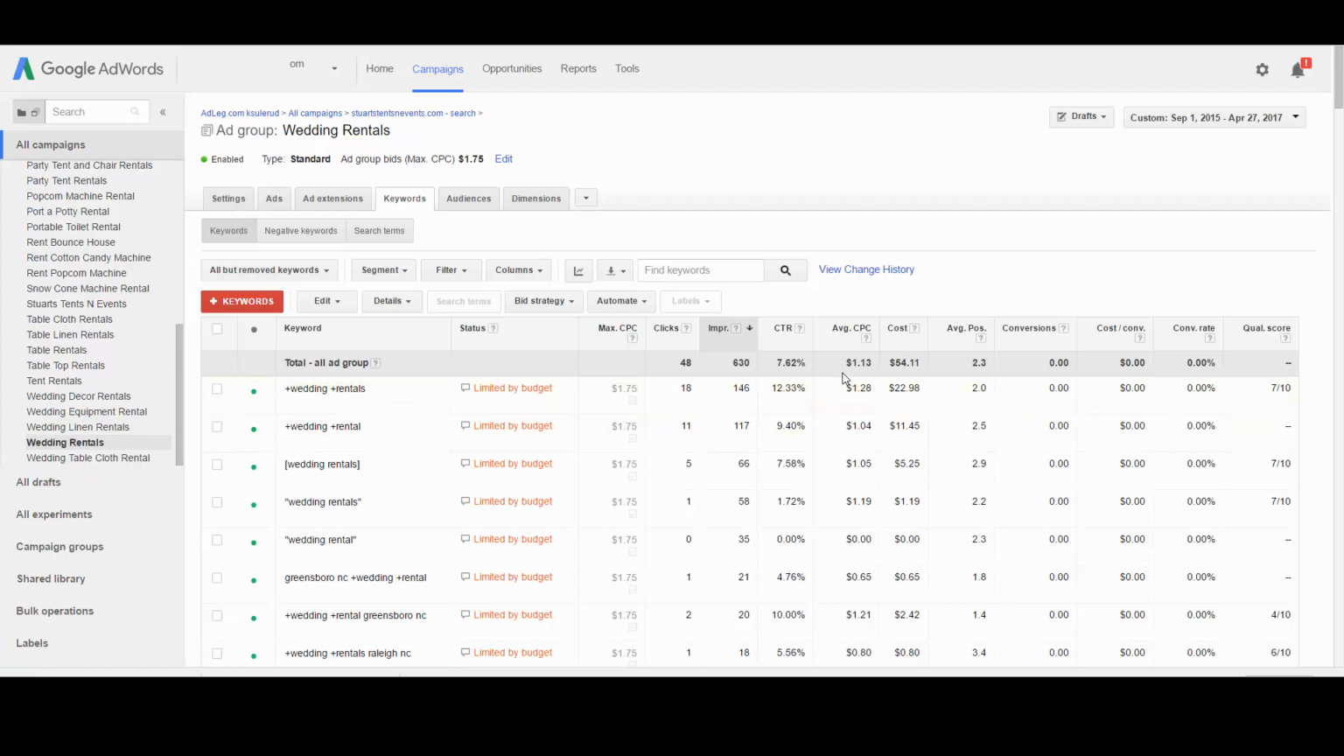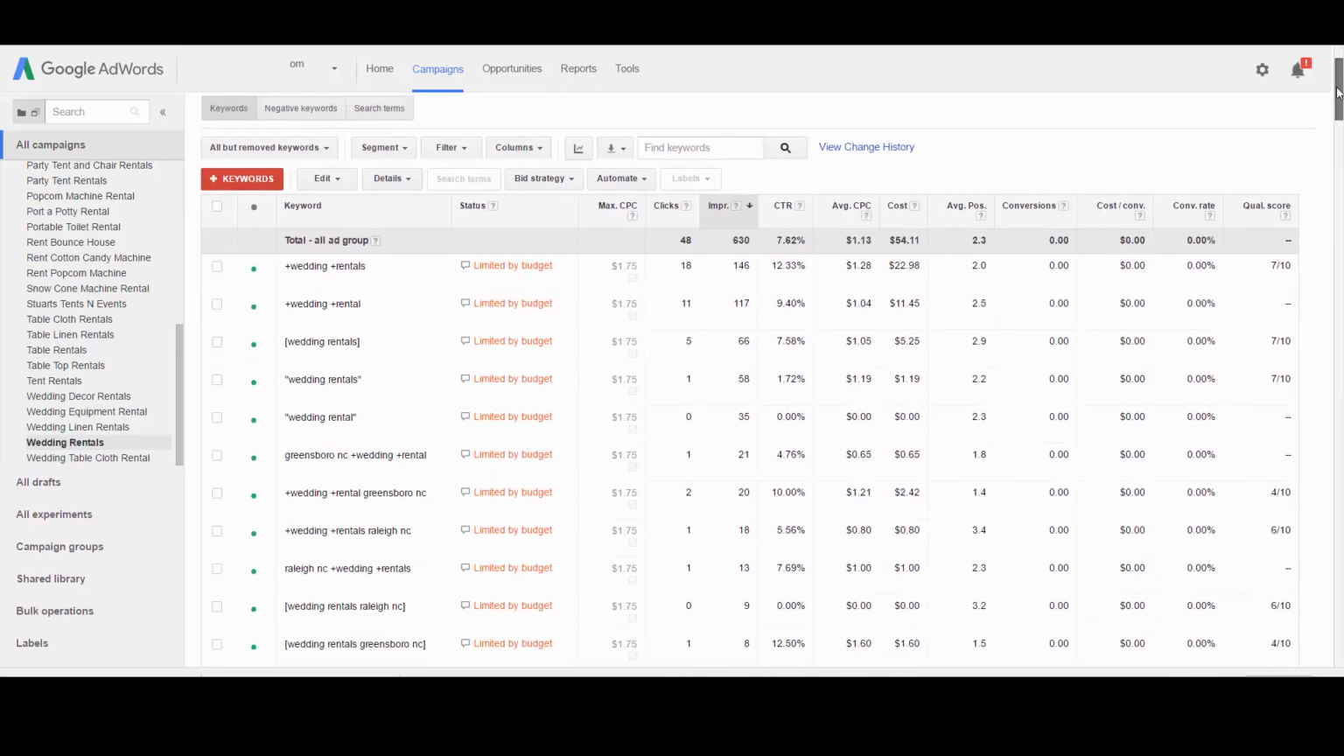Okay, average cost per click for the ad group is $1.13. Average position is 2.3. So again, we're paying half as much, and the quality score, of course, is much better here. 7 out of 10 for most of these, 6 out of 10.